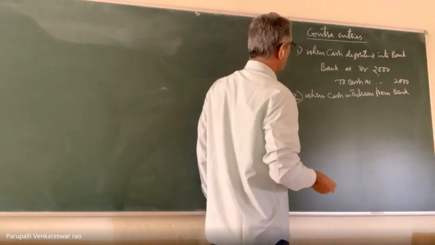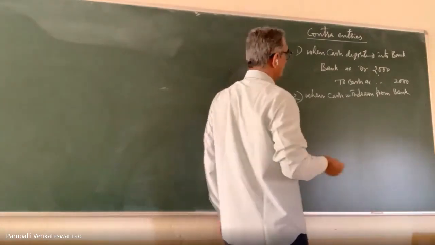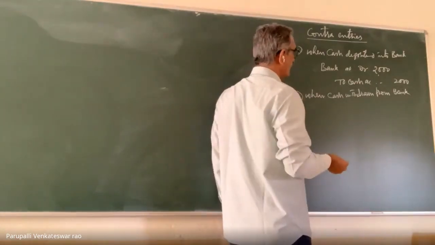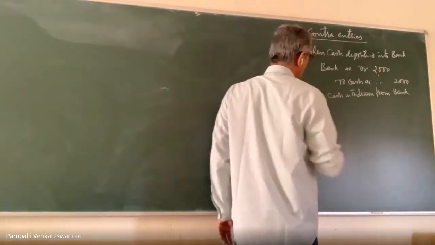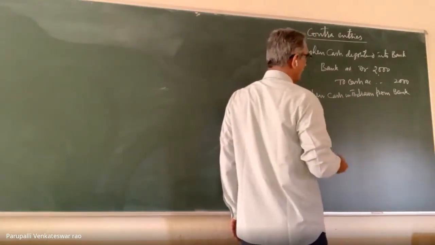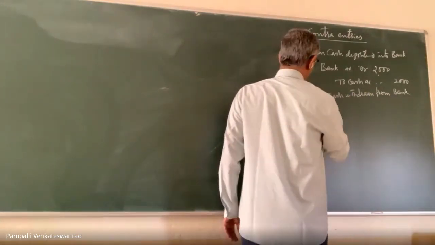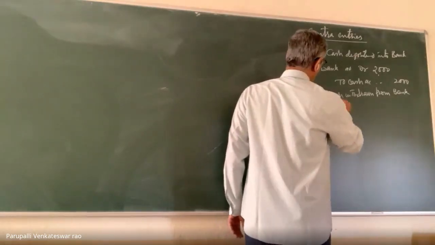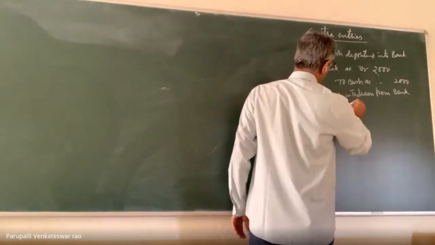Contra entries. When cash deposited into bank, the journal entry is bank account debit to cash. Just an example, some figure is taken. When cash withdrawn from bank for office use.